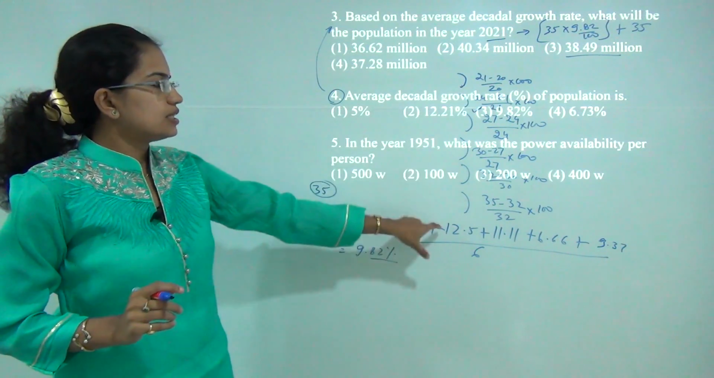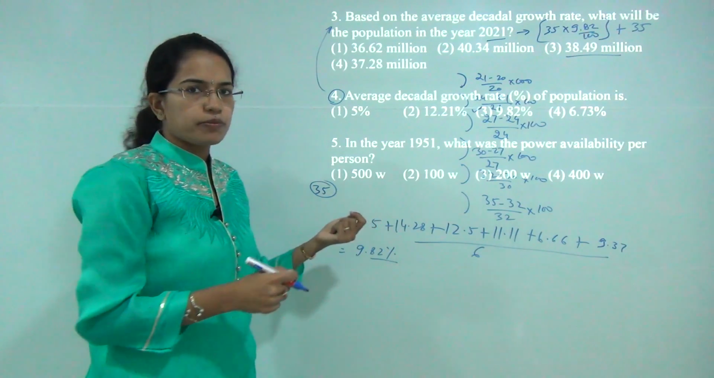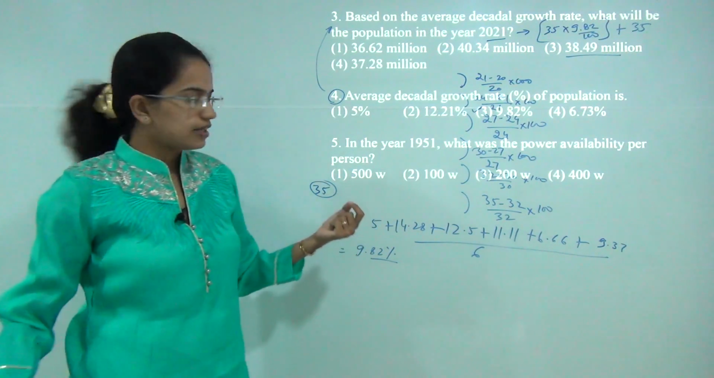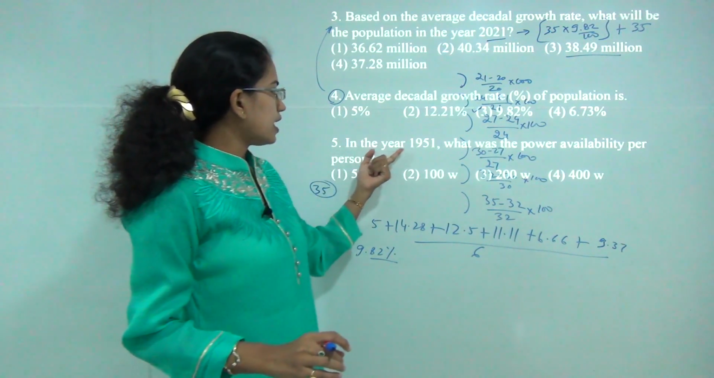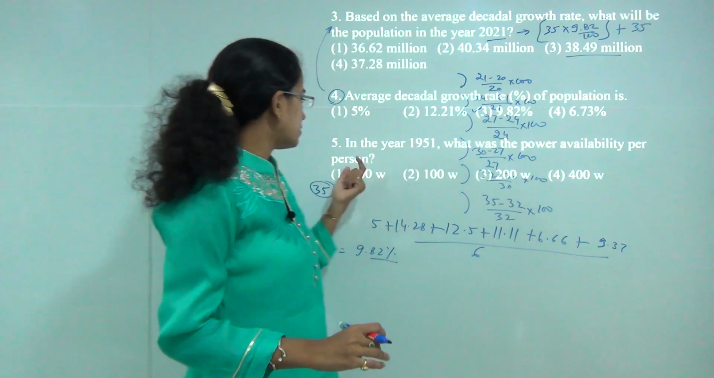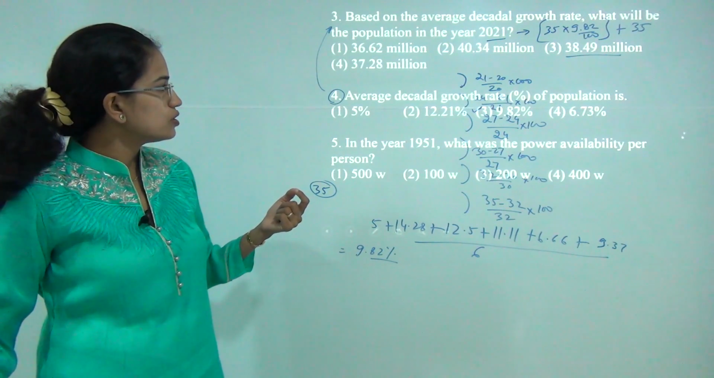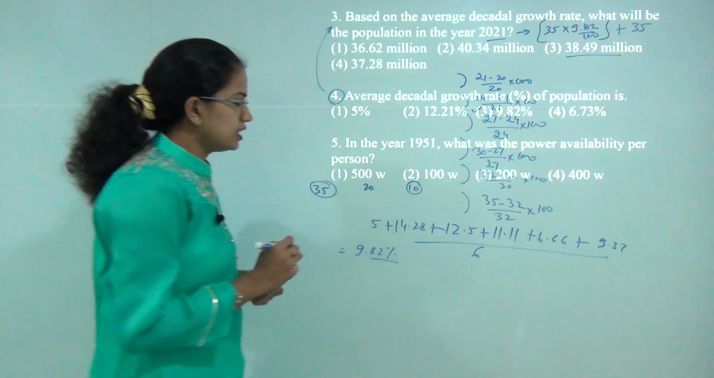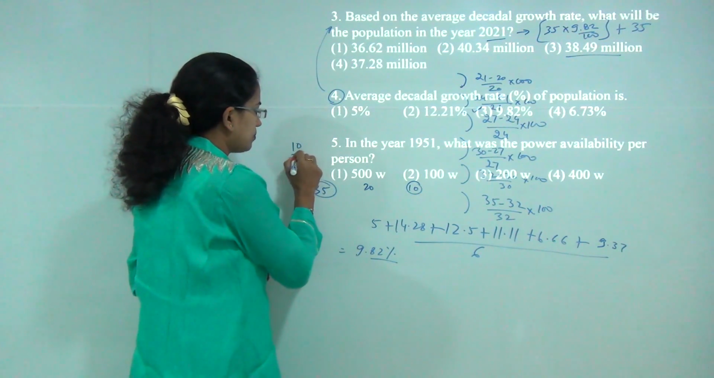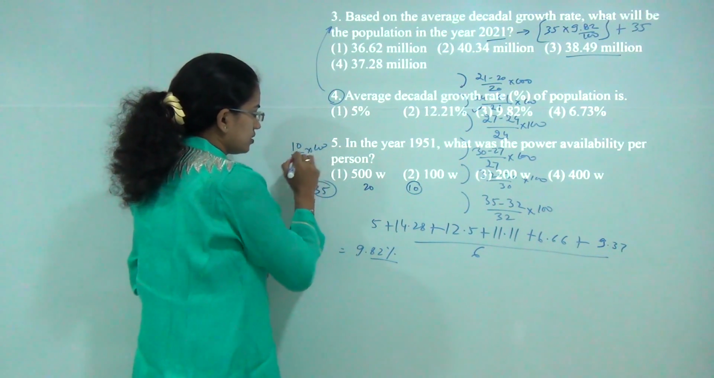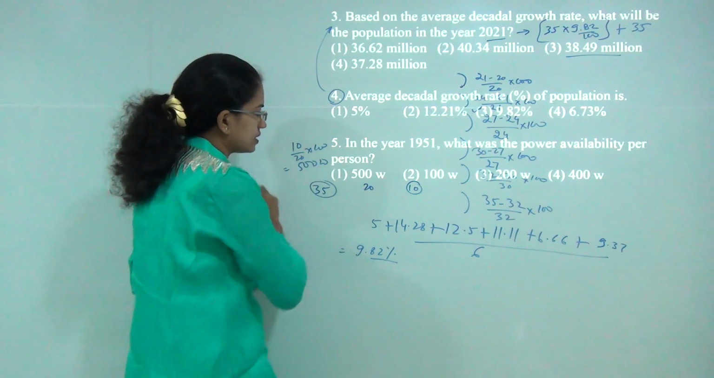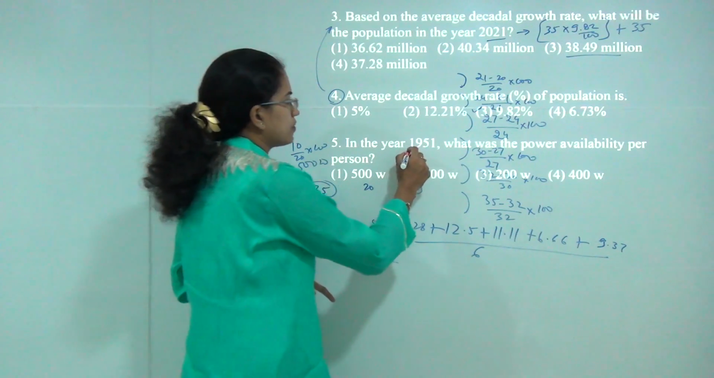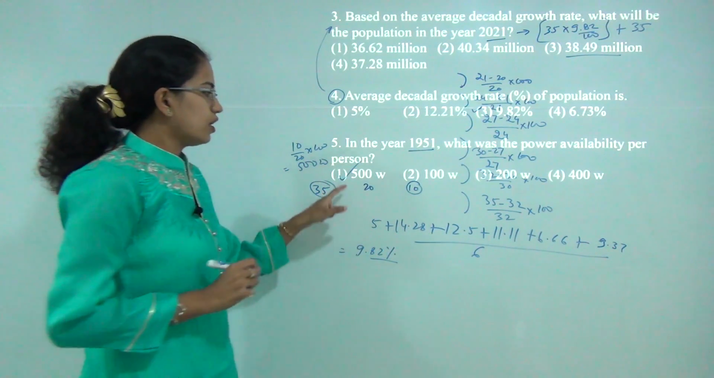This question requires more computation, so you must be quick at doing problems where numbers are dealt with. The next is, in the year 1951, what was the power availability per person? So population was 20 and power availability was 10, so I can say 10 by 20 into 100. So it's 500 watt per person would be the power availability in year 1951. So the correct answer would be 1 here.